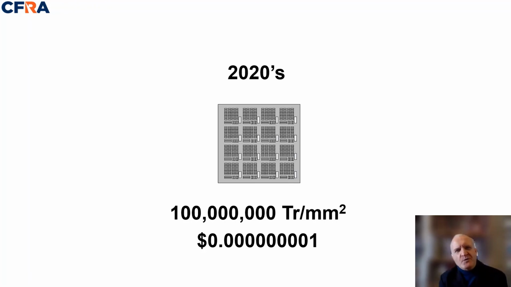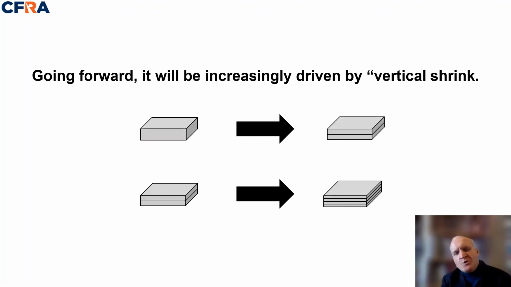So in the 2020s, we're not quite there yet, but it's pretty close with the shrinks planned at Taiwan Semi, Samsung and Intel: about 100 million transistors per square millimeter. So you have chips now with tens of billions of transistors. Going forward, horizontal shrink is going to get more and more expensive. You're starting to run into some hard limits in physics, which can be overcome, but always at a cost. Remember, Moore's law is really about economics, is what Gordon Moore actually said.